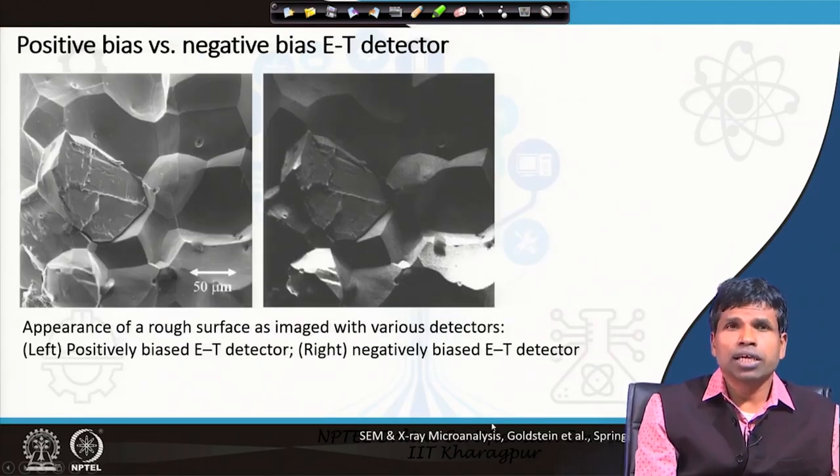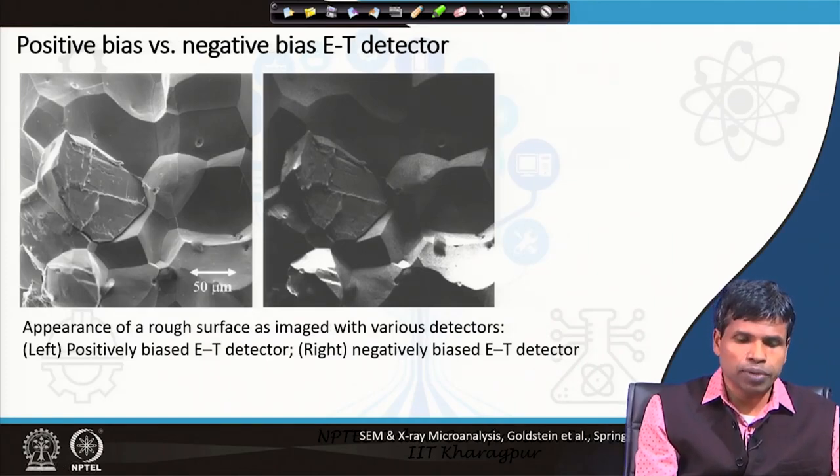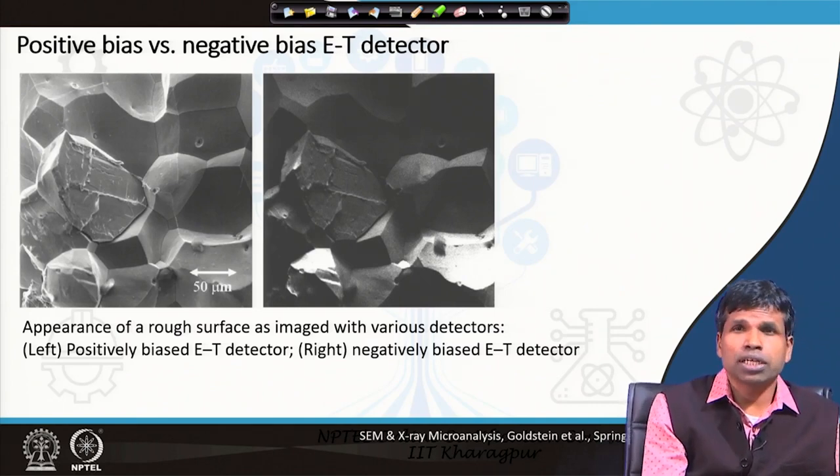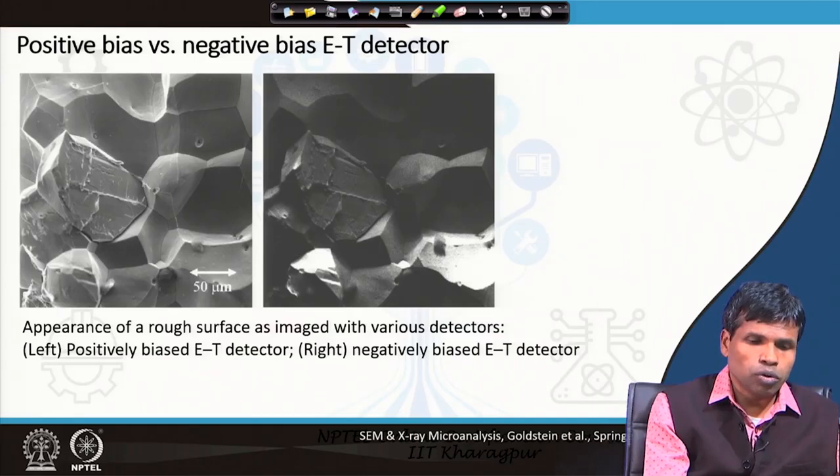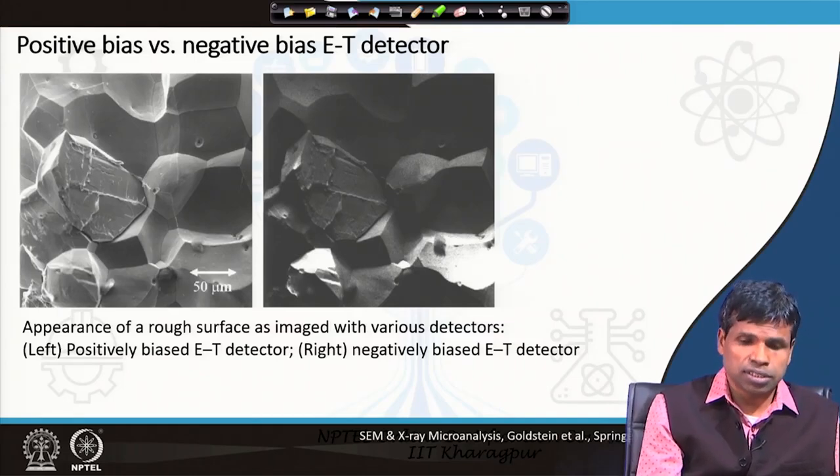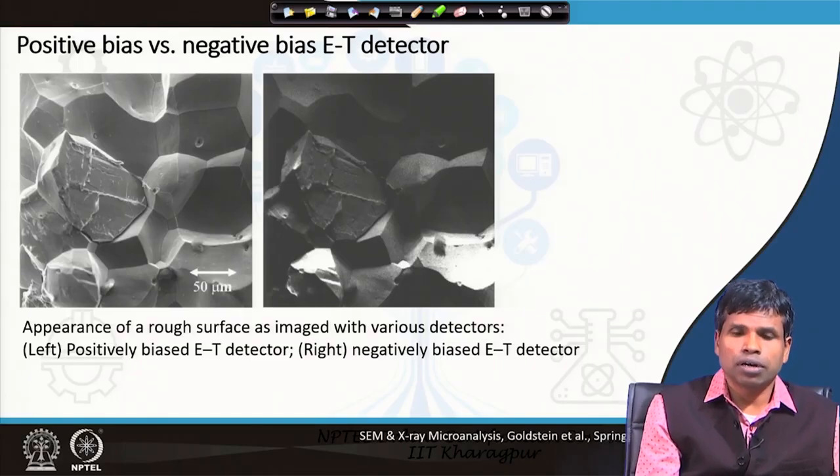So, here are two photographs, one collected with positive bias and one collected with negative bias. As you see on the left side, the image collected with a positive bias is seen much clearer, with more clarity of the three dimensional features. On the other hand, in the right side image, by applying a negative bias, we collect fewer secondary and backscattered electrons.